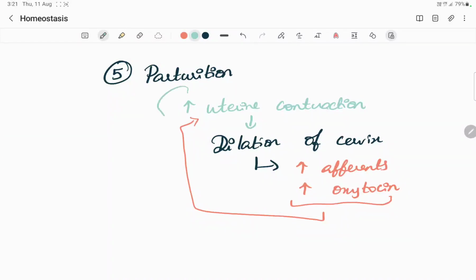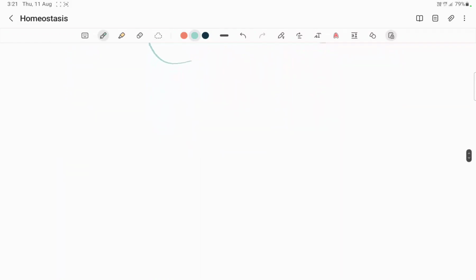So together, there's an increased uterine contraction leading to dilatation of the cervix. So there's an increased oxytocin and afferents, which leads to a further increase in uterine contraction. So this is termed the Ferguson reflex. The Ferguson reflex, which leads to delivery of the fetus. Okay, so we've seen positive feedback as well.